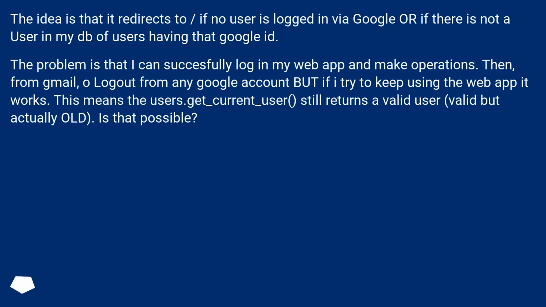The idea is that it redirects if no user is logged in via Google, or if there is not a user in my DB of users having that Google ID. The problem is that I can successfully log in to my web app and make operations. Then, from Gmail, log out from any Google account, but if I try to keep using the web app it works. This means users.get_current_user still returns a valid user, valid but actually old. Is that possible?